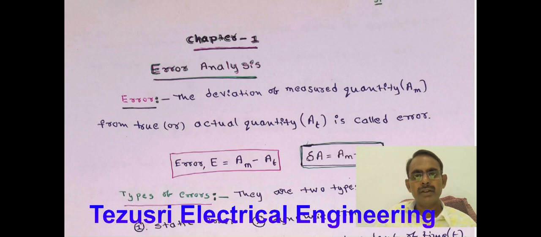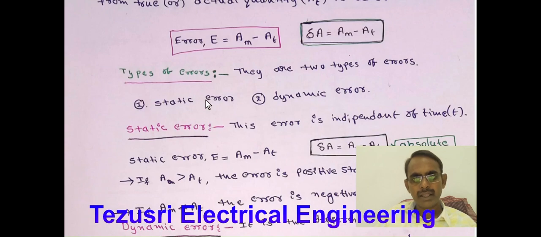In this video, we will learn about the subject Electrical Measurements, Part A, Chapter 1: Error Analysis. The definition of error: the deviation of the measured quantity AM from the true or actual quantity AT is called error. Error equals measured quantity minus true value. Types of errors: there are two types of errors, static error and dynamic error.